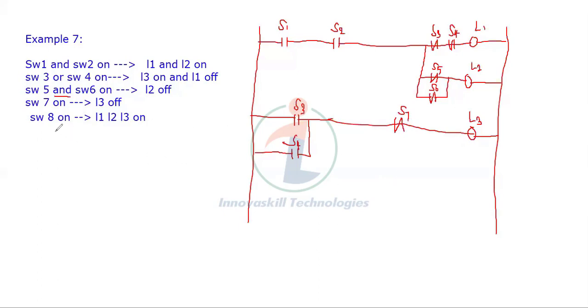Next condition, if S8 is on, all the three outputs should be on. So now we have to check why these outputs are off now. Due to this NC only it is off. The supply is coming till this, but due to this NC it is not passing through this. So we have to bypass another connection for it. We have to create another route for it.